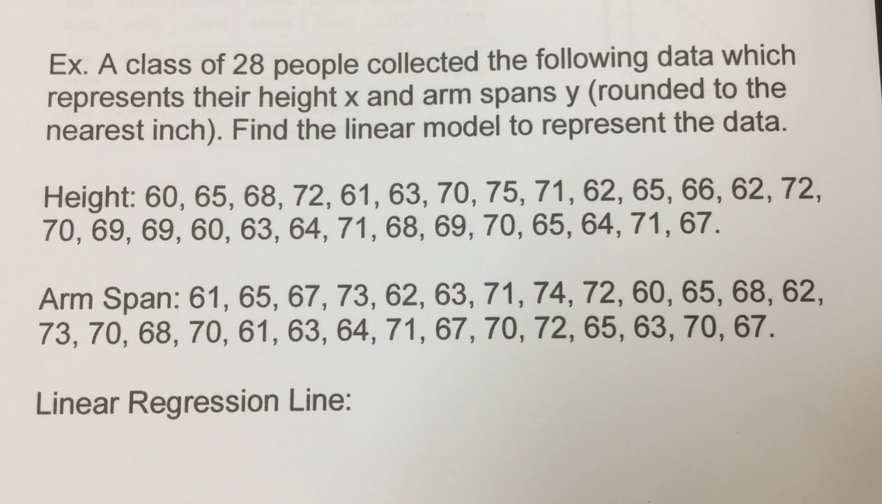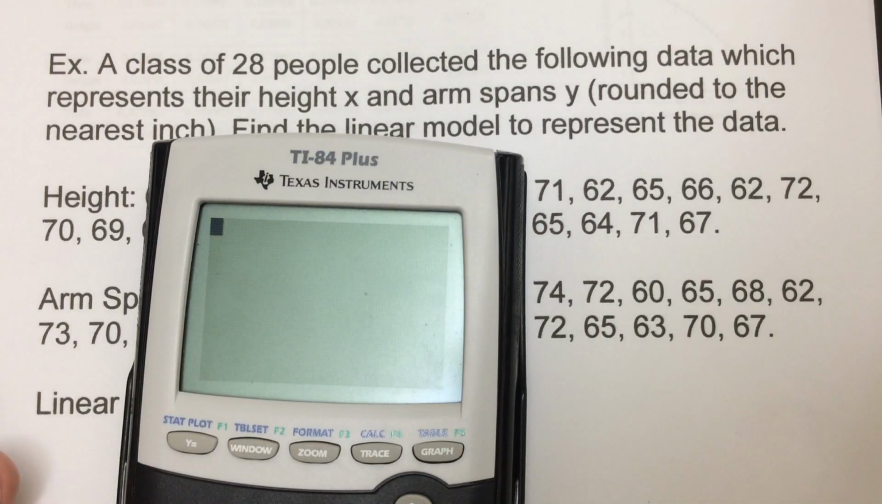So we have a class of 20 people collecting the following data, which represents their height X and their arm spans Y rounded to the nearest inch. Find the linear model to represent the data. So what you're going to do is this. You're going to take your graphing calculator.